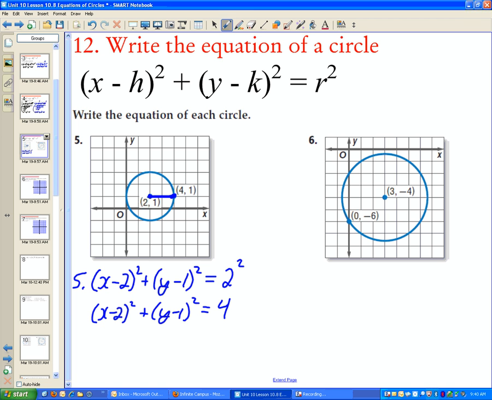We okay with 5? All right, go ahead and do 6. See what you come up with.